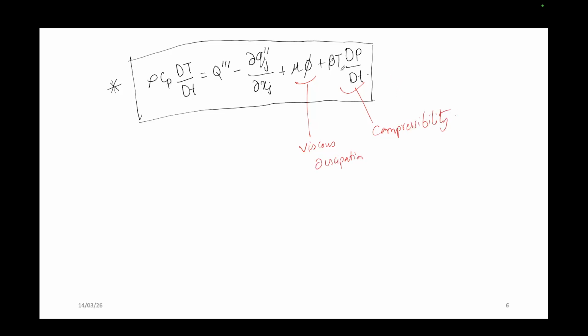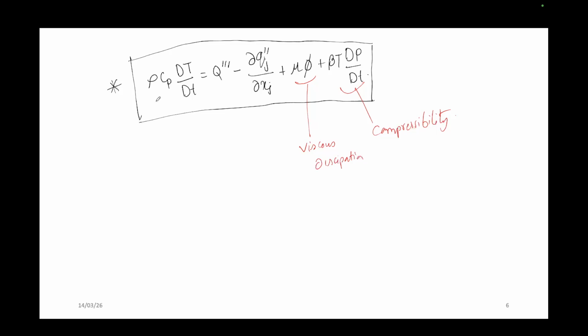So in most of the cases, this compressibility term we ignore, or it can be neglected in our scenario. Even this viscous dissipation term we most often disregard. So basically in this equation, our main target is this first term. Okay, so this is your transient term. Rho Cp is the energy storage capacity of any thermal system.